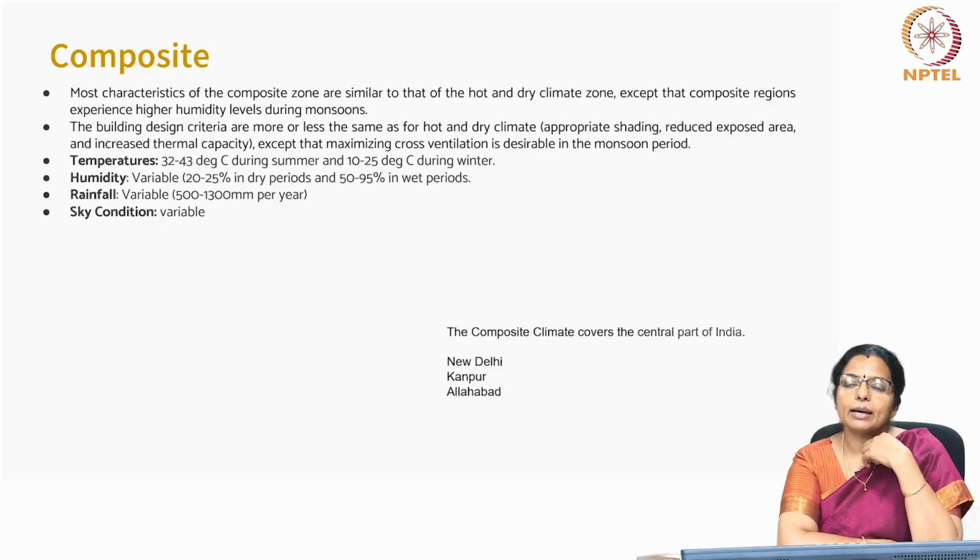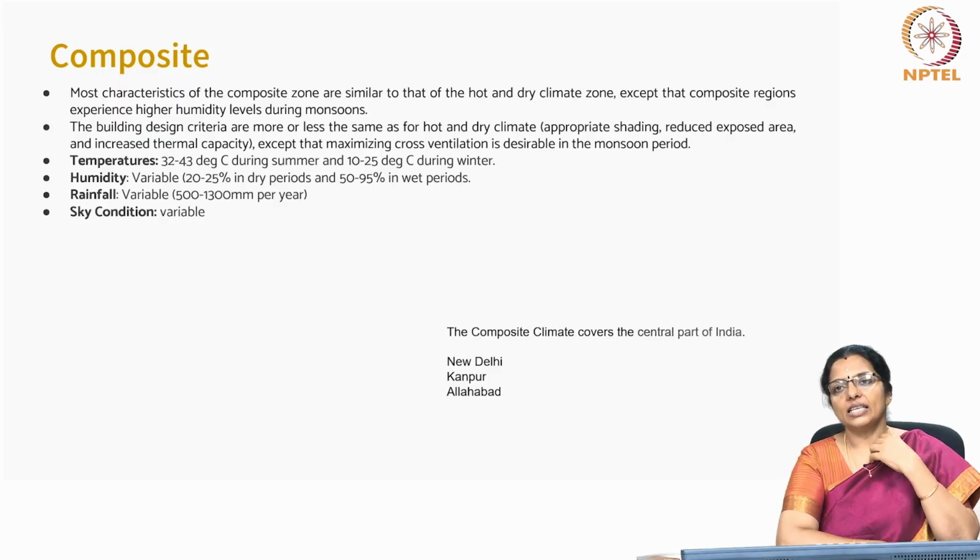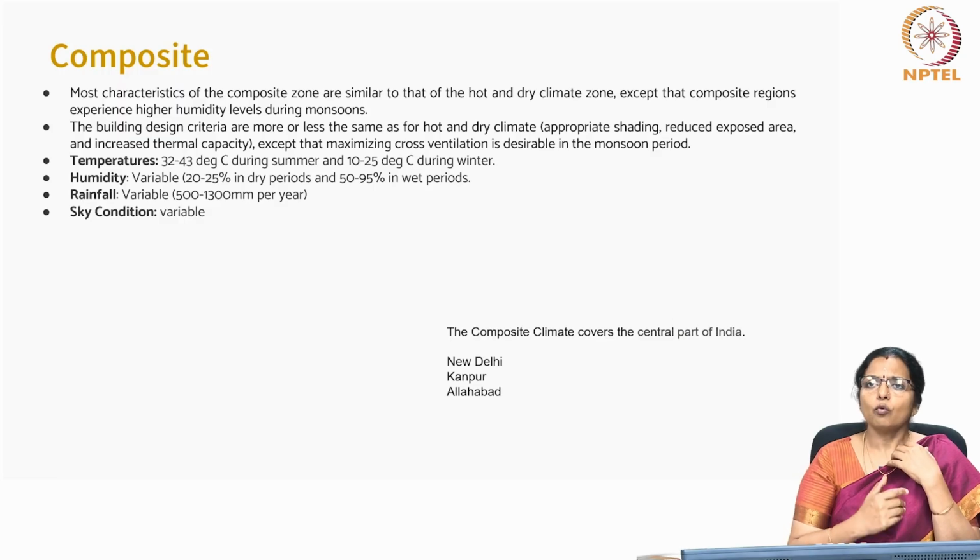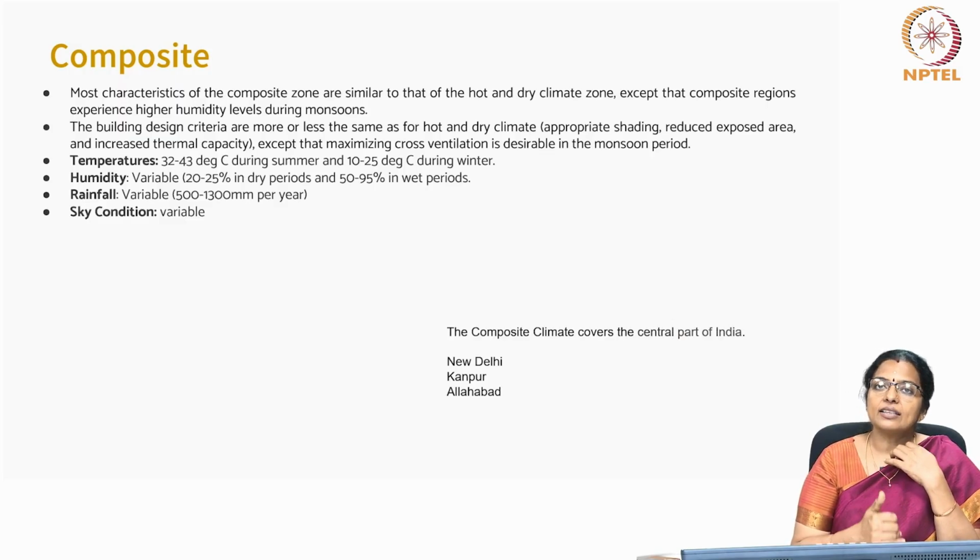But these climate characteristics are highly generic. For example, temperature in Delhi crosses 45 degrees centigrade during every summer, and their winters are very cold. It goes to 3 or 4 degrees centigrade, whereas the generic climate classification says that during winter, the temperature ranges between 10 to 25 degrees centigrade.